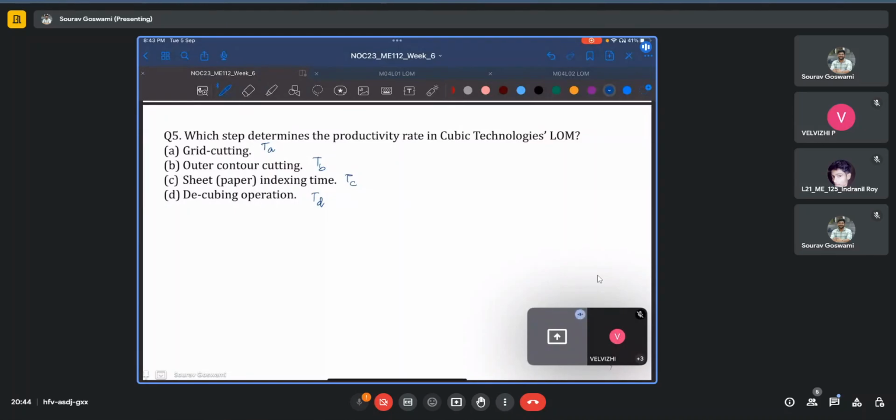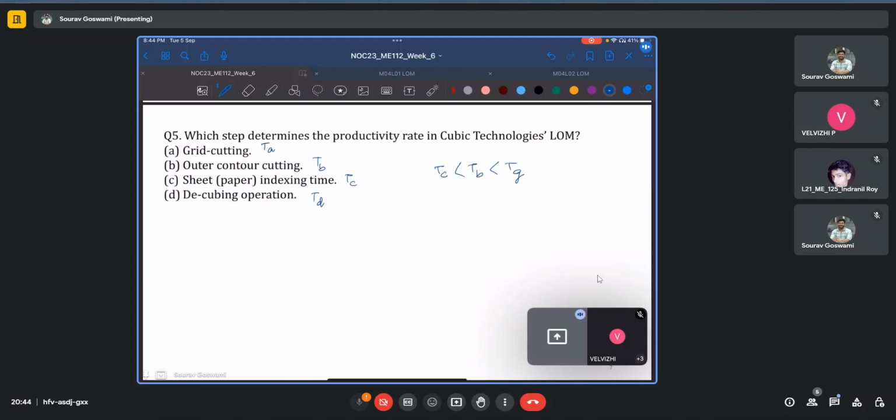So we can typically say that the sheet indexing time can be the minimum, followed by the contour cutting because it can have some intricacies. So it will definitely be more than the sheet indexing time. And the grid involves several passes as well as some adaptive meshing. In some intricate regions the grid has to be fine, and in other regions it can be coarse. So the grid cutting time is larger than the contour cutting time.